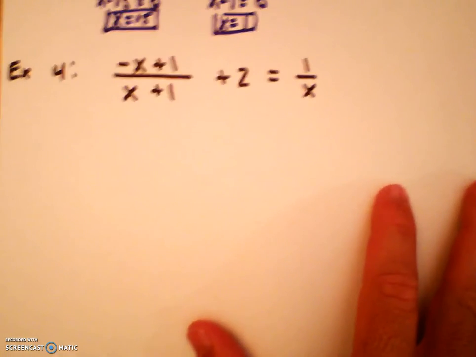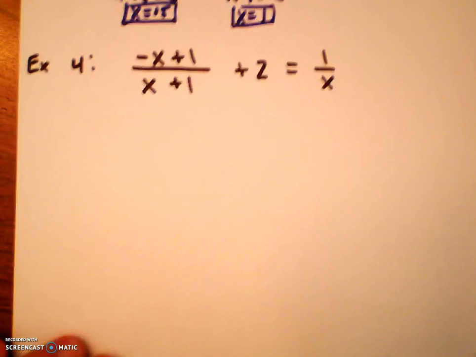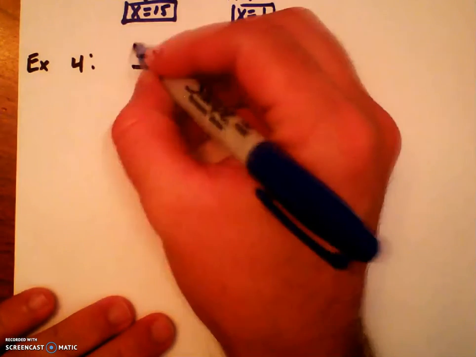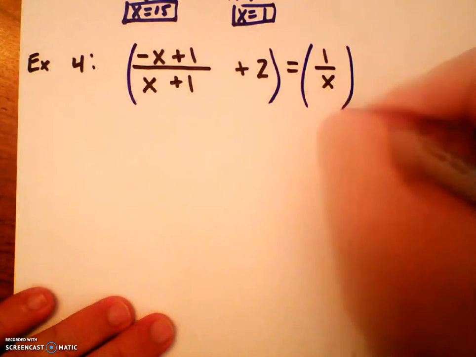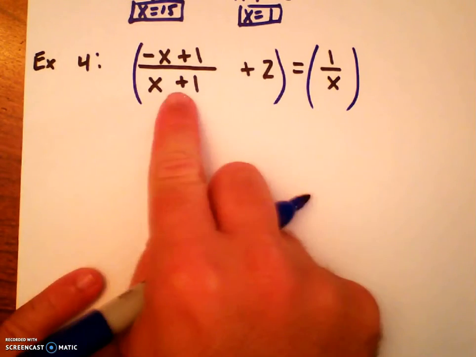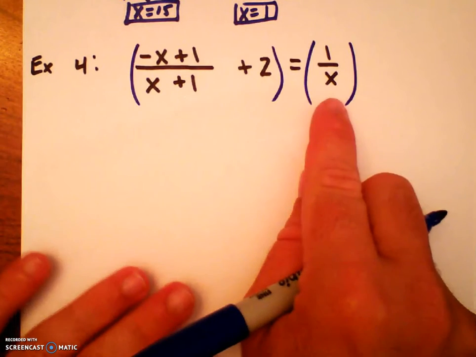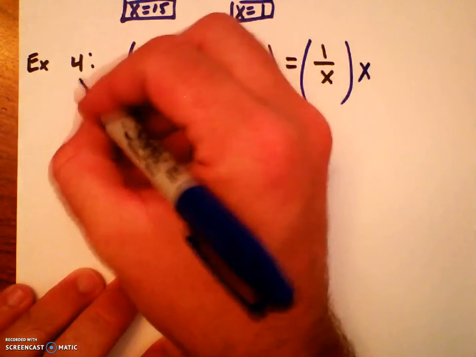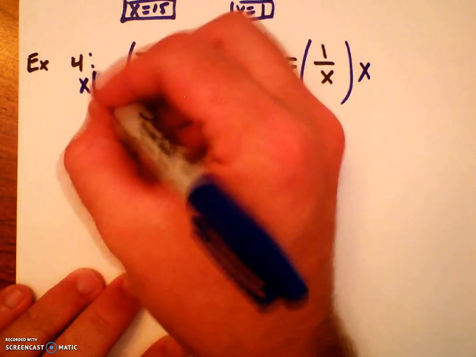Example 4, same thing. Looks a little bit different, but it's the same concept. We've got two terms on the left, one on the right. We're going to try to get those fractions to go away. Nothing to be factored here. So what I'm going to do is multiply both sides by the x that shows up on the bottom, and also the x plus 1 that shows up on the bottom.